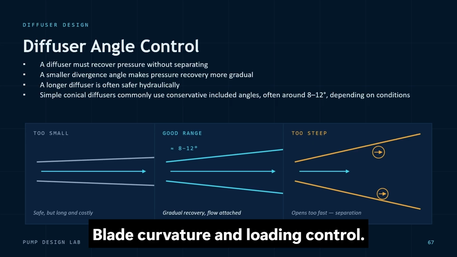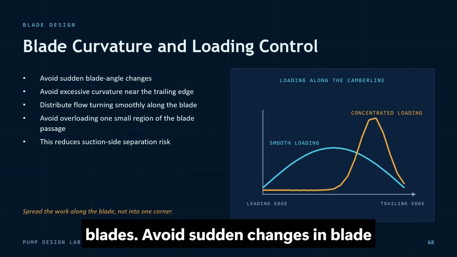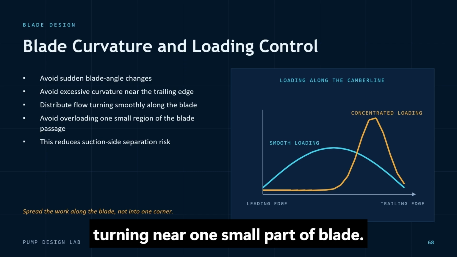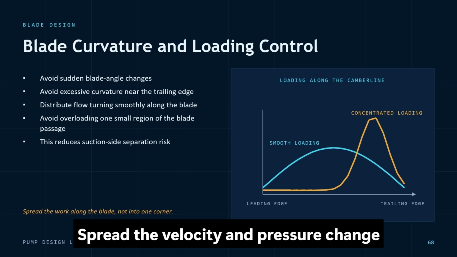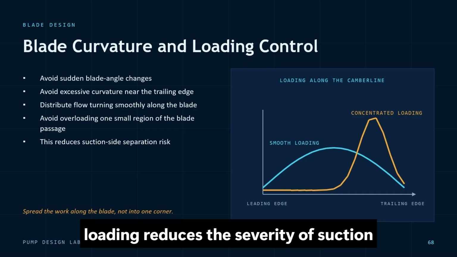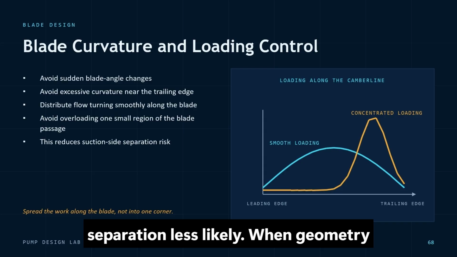Blade curvature and loading control. The same discipline applies to impeller blades. Avoid sudden changes in blade angle and avoid concentrating too much turning near one small part of the blade. Spread the velocity and pressure change smoothly along the camber line. Smooth loading reduces the severity of suction-side adverse pressure gradients and makes separation less likely.